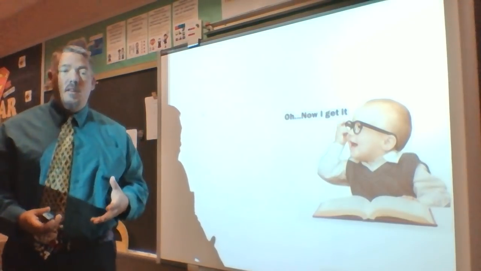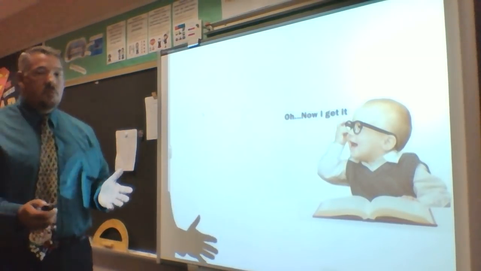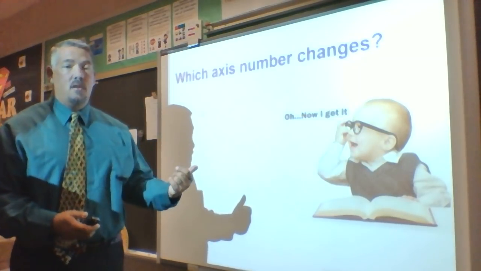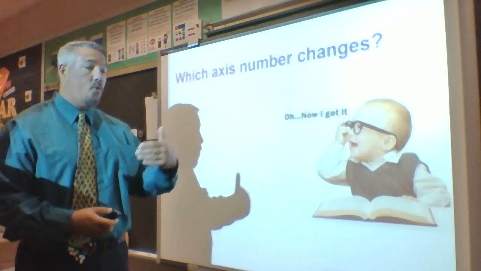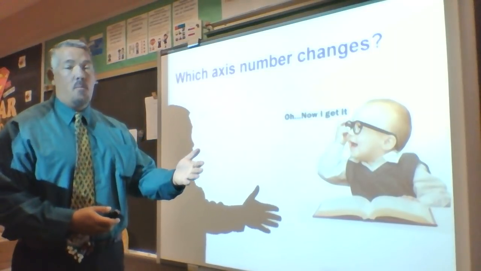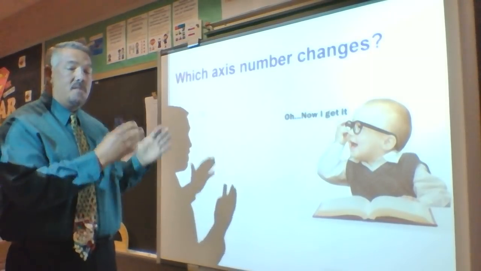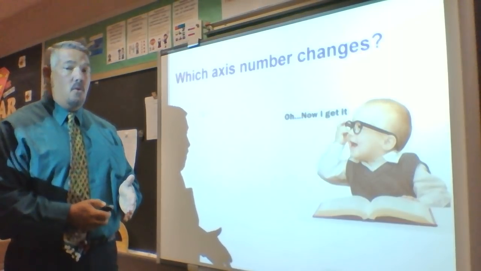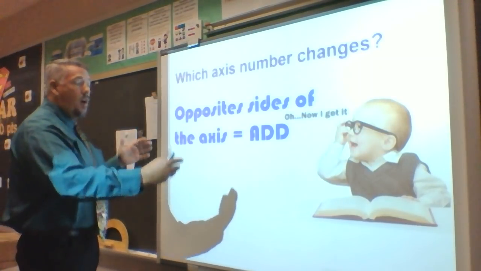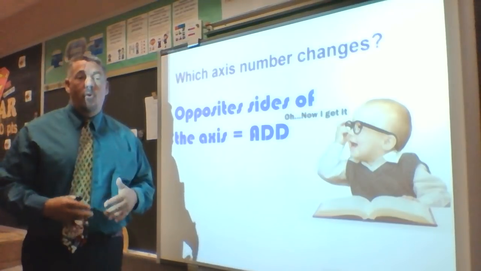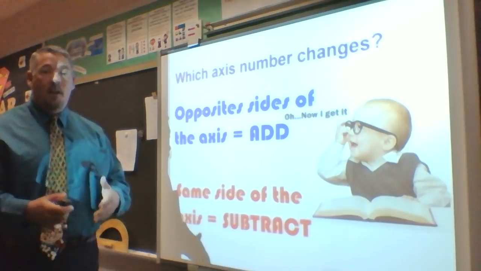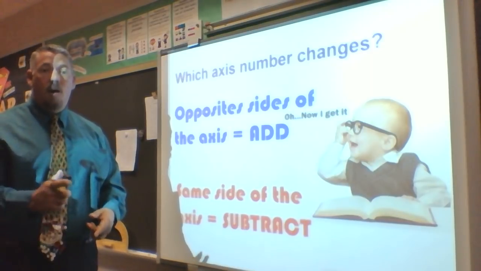So you get the idea? It's very simple steps going through these. First, I just have to figure out which axis they're over, because if they cross an axis, then I know I'm going to do one type of math. If they're on the same side of an axis, then I'm going to do the other type of math. So if they're going to cross or be on opposite sides, then I know I'm going to add. And if they are on the same side, then I know every time I'm going to subtract.